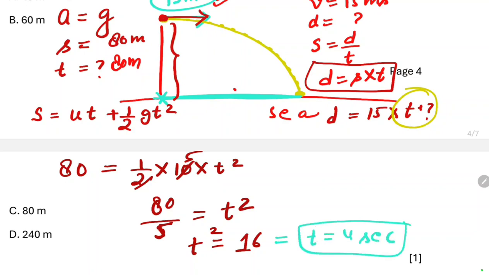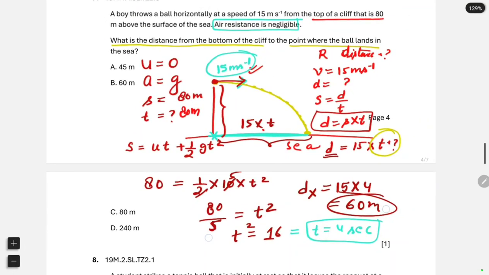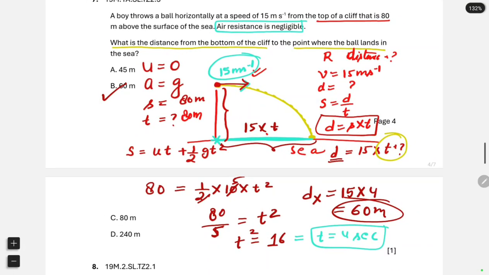Cool. Once I know t, it's very simple for me to find out this sky blue distance because this is nothing but 15 into t, right? So the distance in the x-axis is speed in the x-axis into time taken, which is 4 seconds, which comes out to be 60 meters. So let us see which is the correct option. So option B is the correct option.